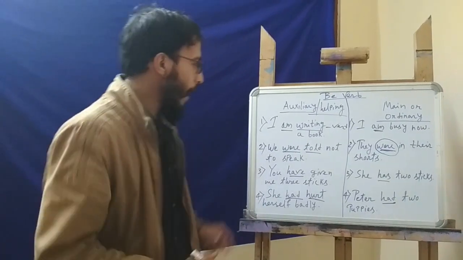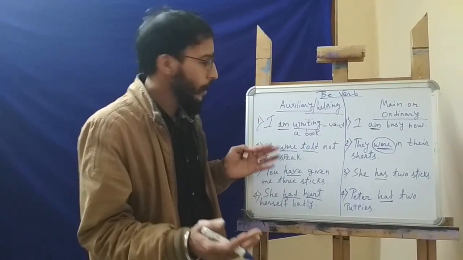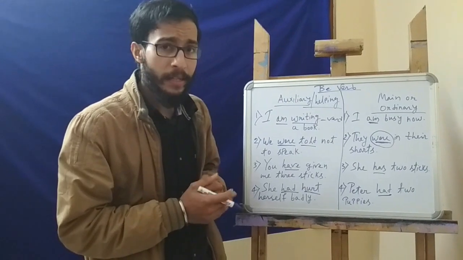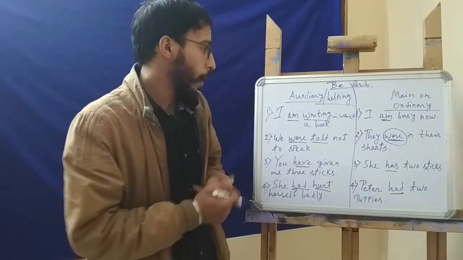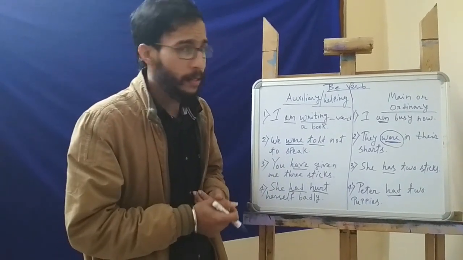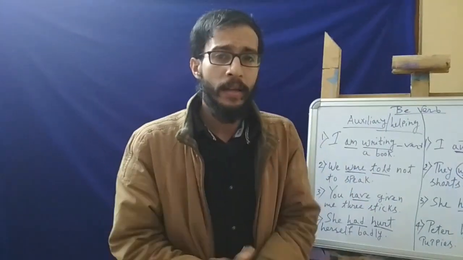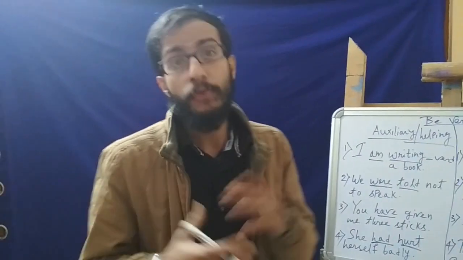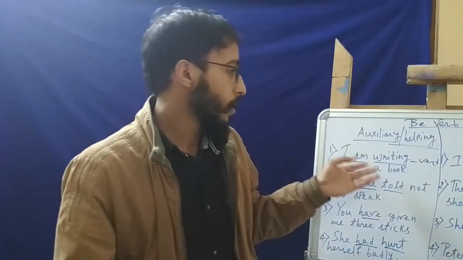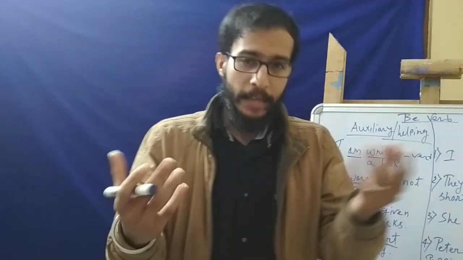So I hope that this explains well about be verbs and have verbs acting as an auxiliary or a main verb in a sentence. So I will give you examples of do verbs acting as an auxiliary and main in the next lesson.